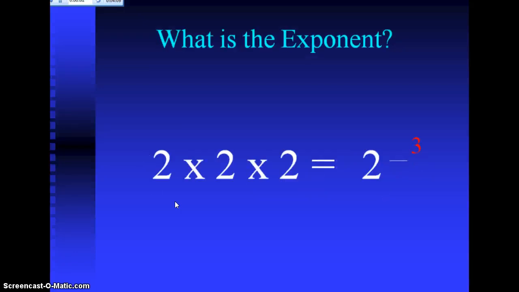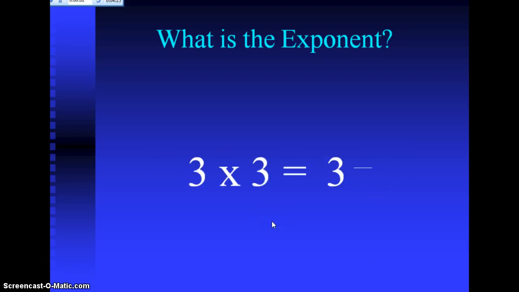What is the exponent? Well, in this case, it would be 3 because our base number 2 appeared on the stage 3 times. So it would be 2 to the third power, or 2 cubed. What would be the exponent here? Hopefully you said 2. Again, our base number, the star of the show, appeared on stage 2 times. So the stage direction is 2.